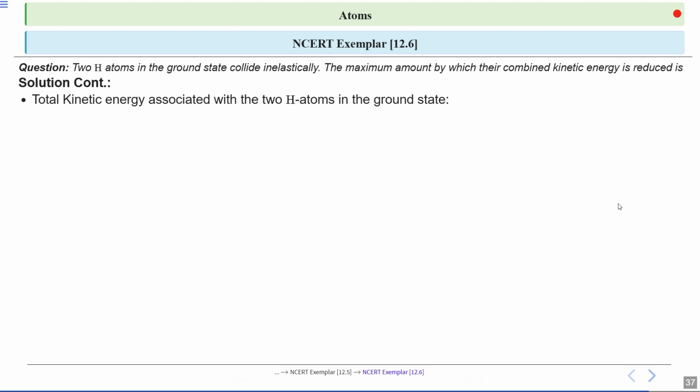First, let's consider the total kinetic energy of two hydrogen atoms when both are in the ground state. The ground state is the lowest energy level an atom can have. The initial kinetic energy is calculated as 2 times 13.6 electron volts, which equals 27.2 electron volts. Here 13.6 electron volts is the energy needed to remove an electron from the hydrogen atom in its ground state. So it's also the energy associated with that state.